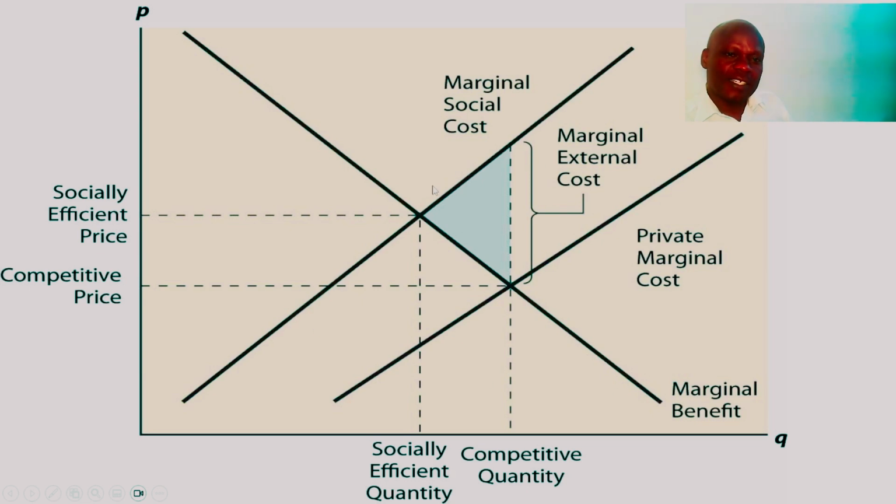And you can see that if you were to consider the area below the marginal social cost, that area is made up of private marginal cost plus marginal external cost, meaning that this curve takes care of the private marginal cost of the airlines and also takes care of the marginal external cost that would otherwise be borne by the society if the airline was ignorant of the plight of the society.